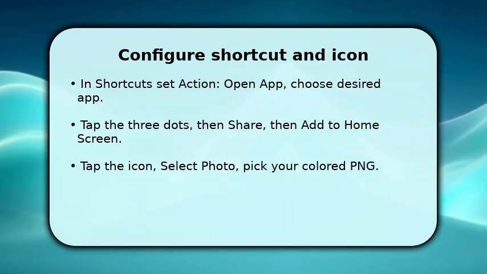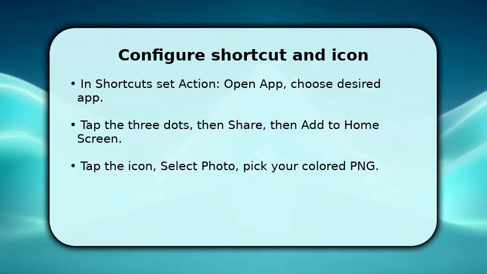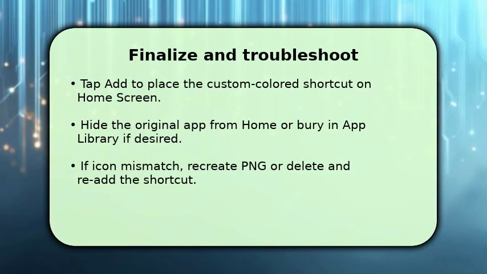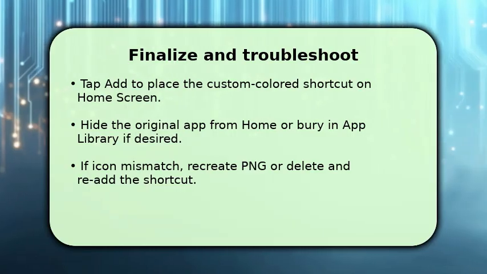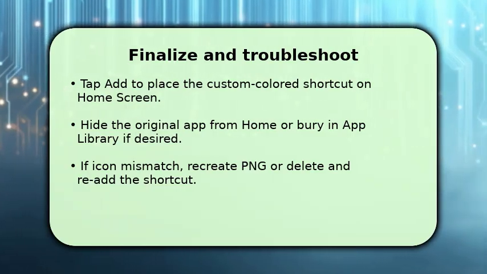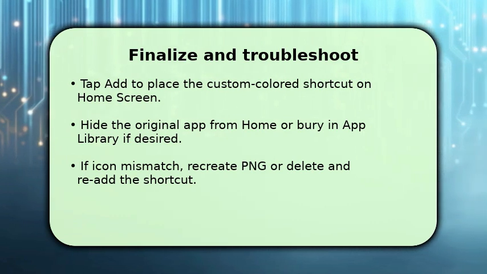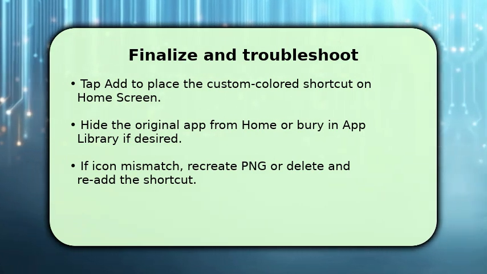Confirm the home screen name. This becomes the label under your new colored icon. Finish by tapping Add to place that custom-colored shortcut on your home screen. Once it appears, you can move or hide the original app icon to avoid duplicates.